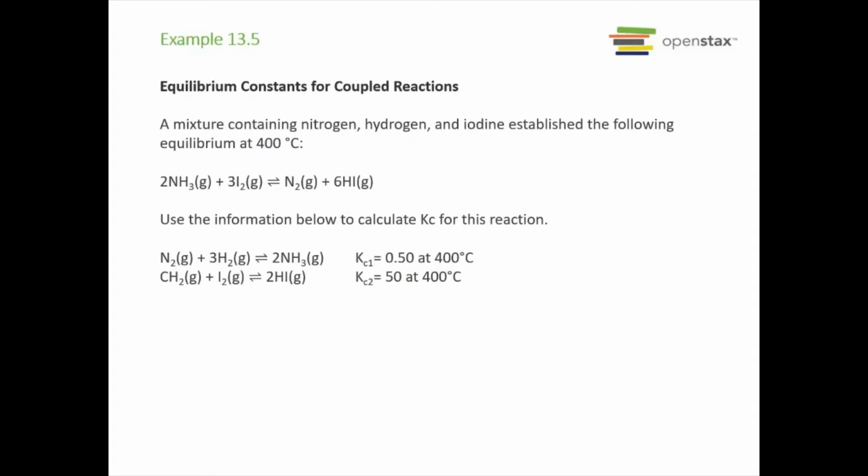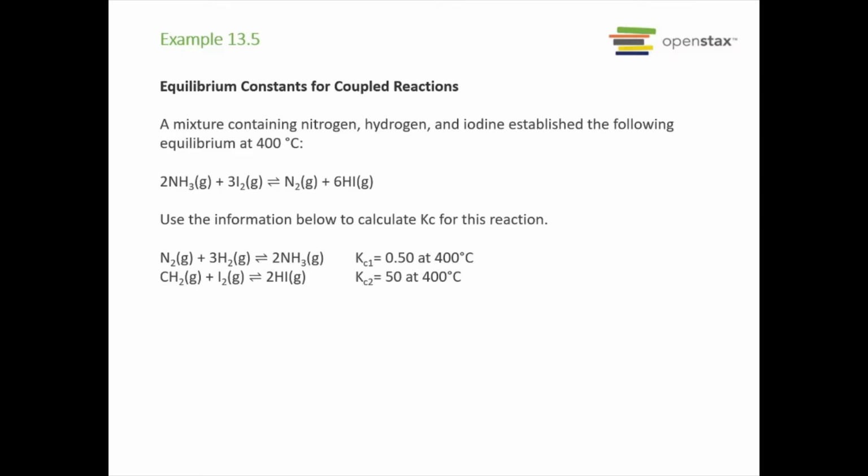So here's an example using these rules. We're given this mixture containing nitrogen, hydrogen, and iodine at an equilibrium, and we want to calculate Kc using these two reactions that are happening simultaneously. So this kind of brings me back to doing enthalpy, Hess's law type things. Remember, if you were to reverse the direction of the reaction for Hess's law, you would change the sign of delta H. I'm forgetting off the top of my head, but it's kind of that same mindset.